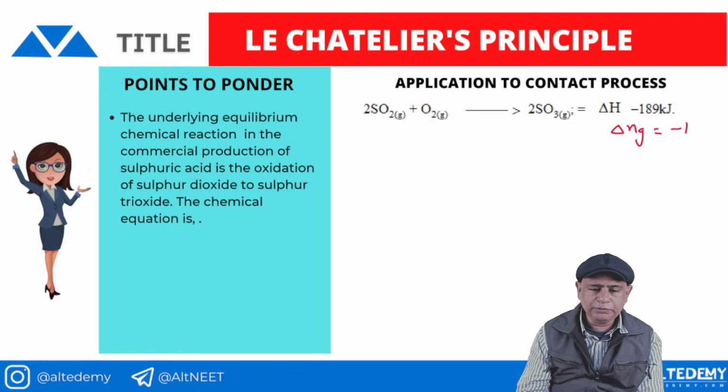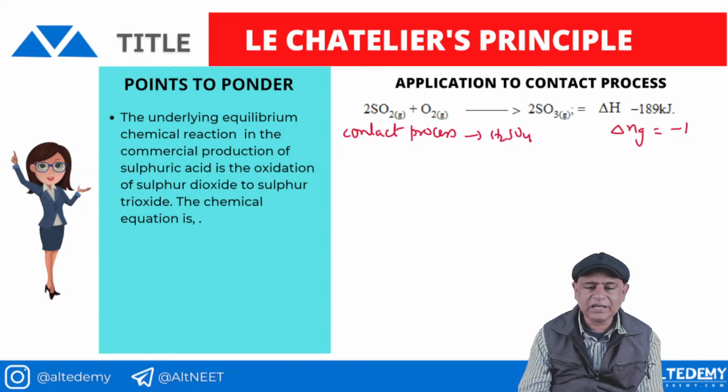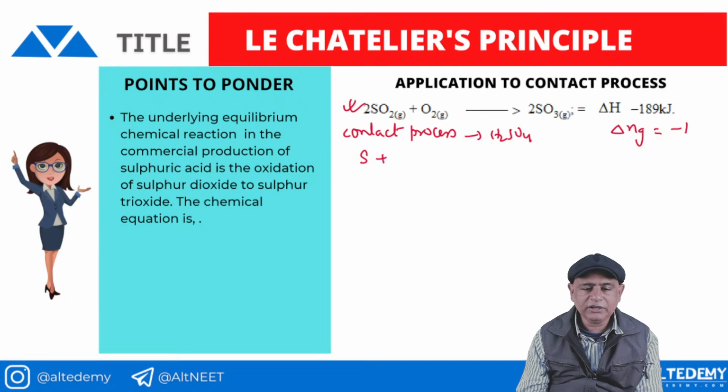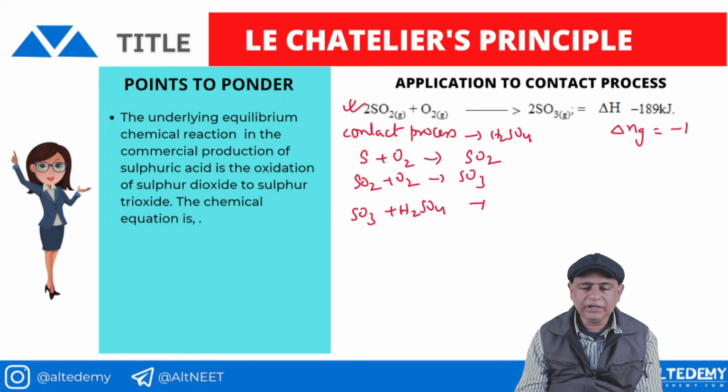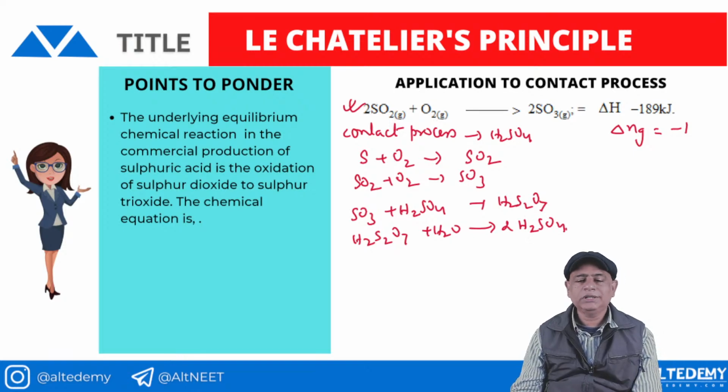You know that there is a process called the contact process. In the contact process, we produce H2SO4, and this is the key reaction in the contact process. We take sulfur, we do the combustion, we form SO2. SO2 is taken in the presence of O2 and it forms SO3. And with SO3, we use H2SO4 to get H2S2O7, which is oleum. And when H2S2O7 is diluted, we get two molecules of H2SO4. This is the entire contact process.